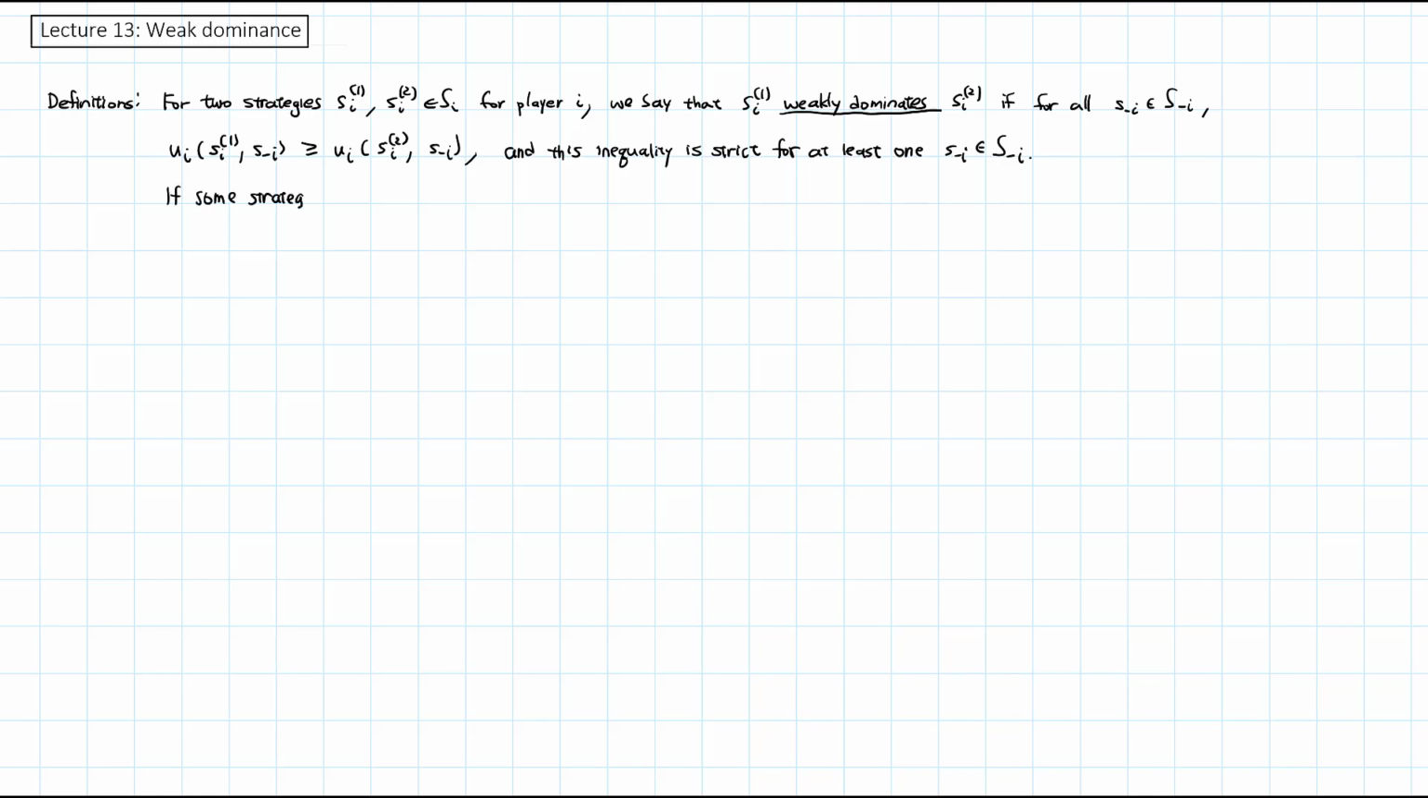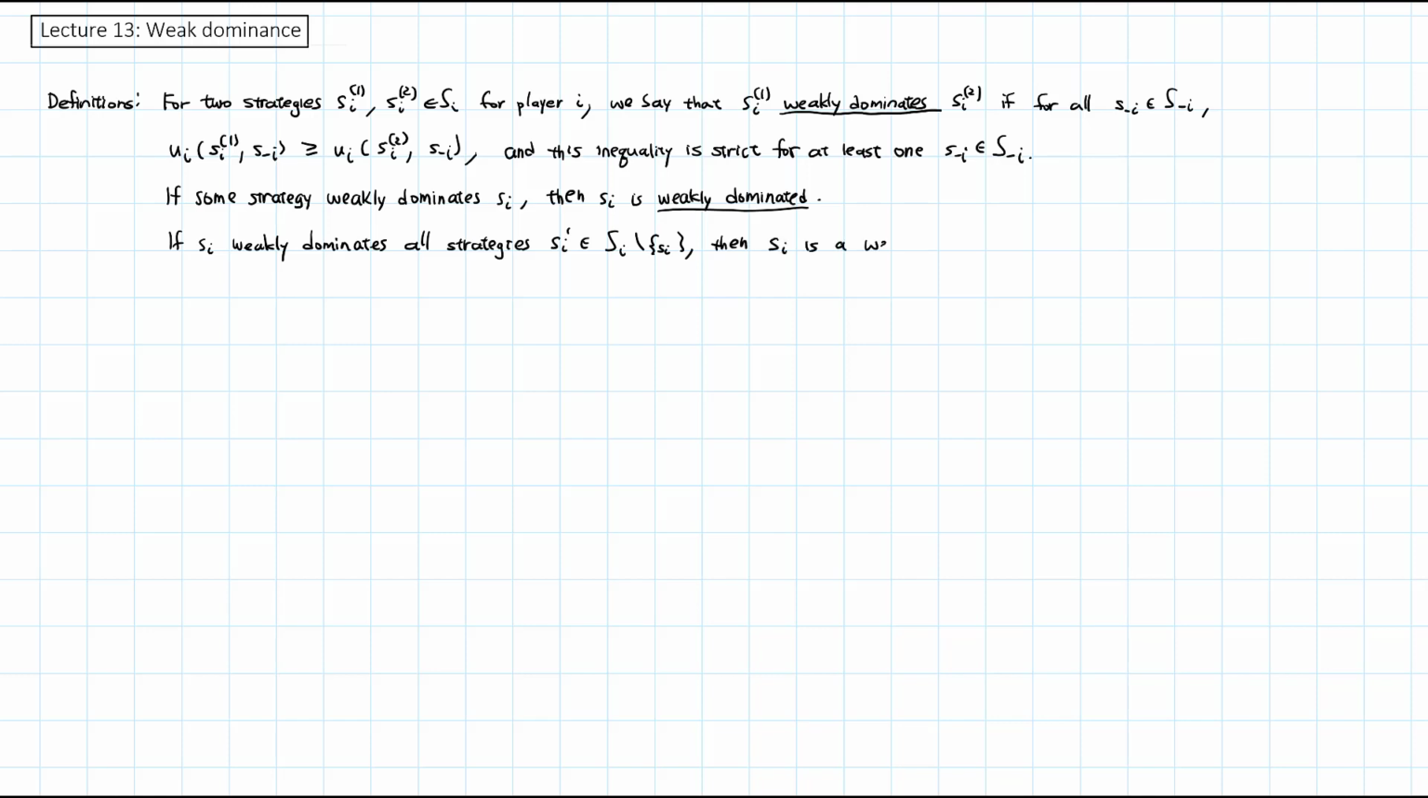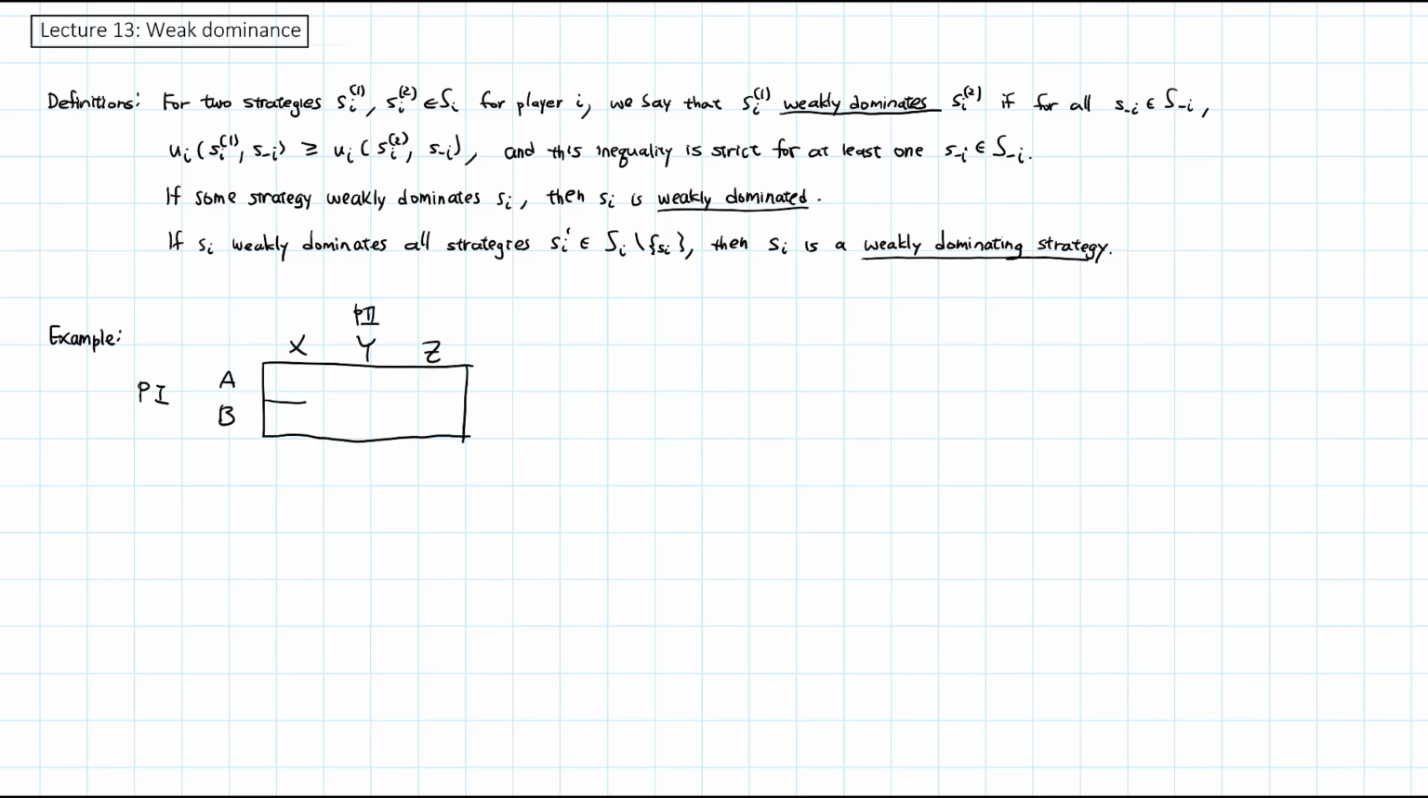If some strategy weakly dominates si, then si is weakly dominated. On the other hand, if si weakly dominates all strategies for player i except for itself, then si is a weakly dominating strategy. Take a look at this example here with a payoff table for a two-player game. Can you find some weakly dominated strategies?